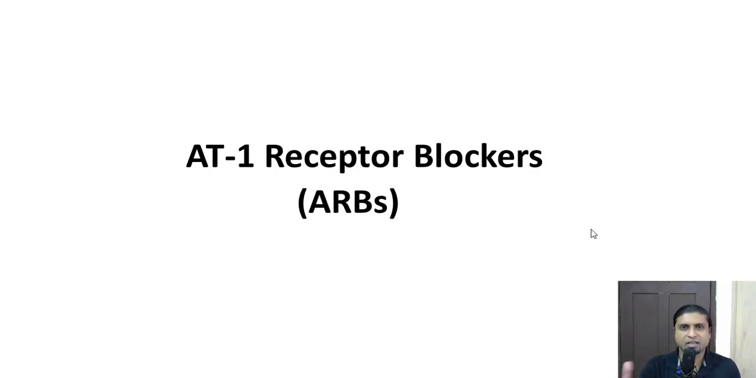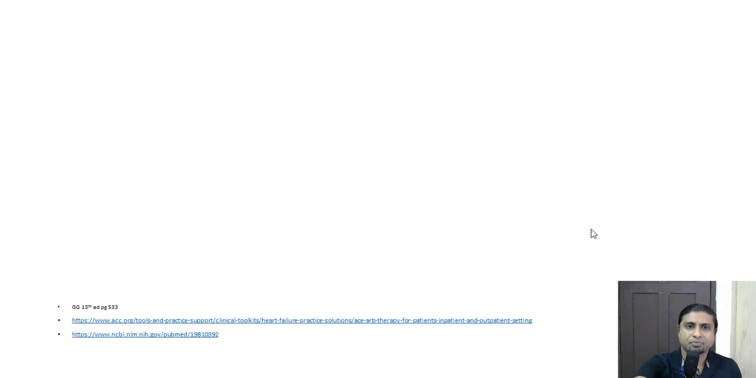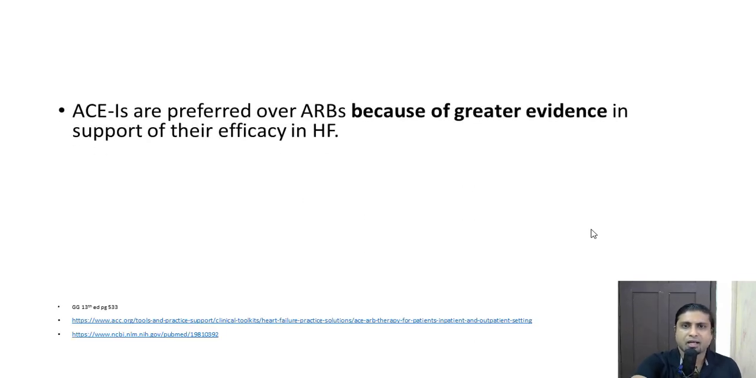Now, if an ACE inhibitor and ARB are similar in most respects, why do we start off with an ACE inhibitor and then abandon it if the patient can't tolerate it and go for an ARB? Why don't we go for an ARB straight away? Well, the reason is that there is greater evidence supporting the use of ACE inhibitors in terms of their efficacy in heart failure.